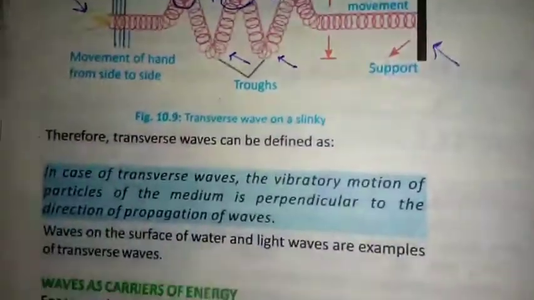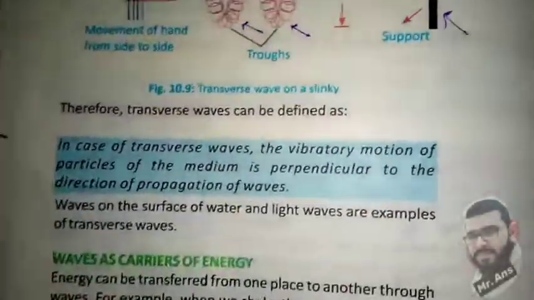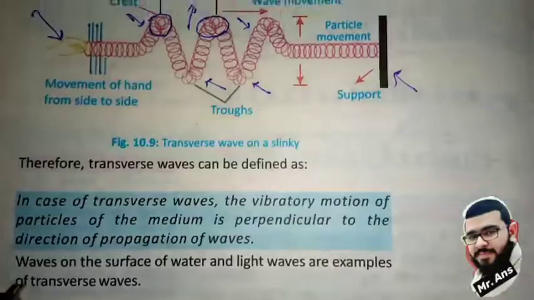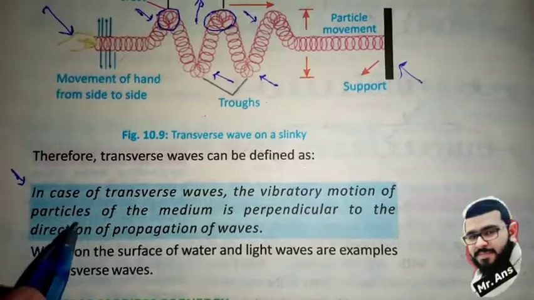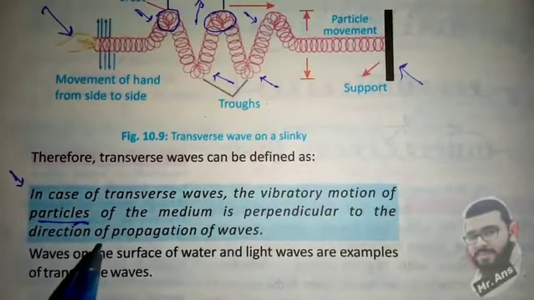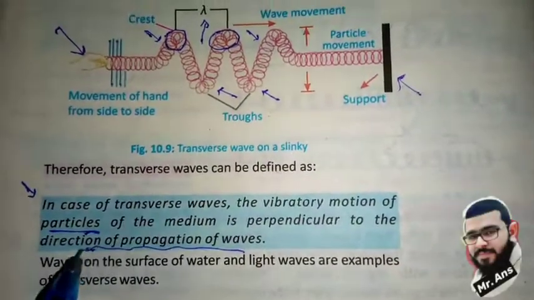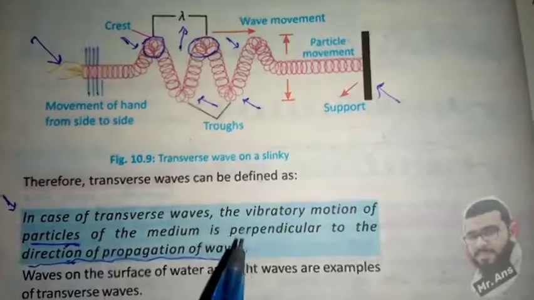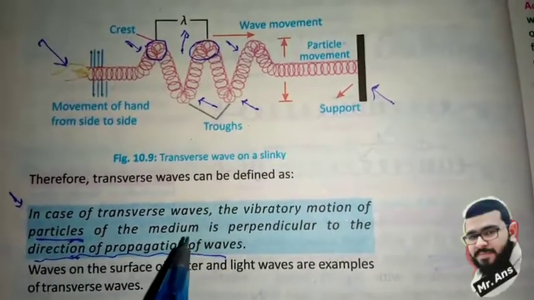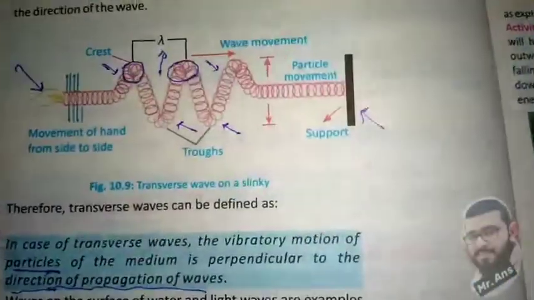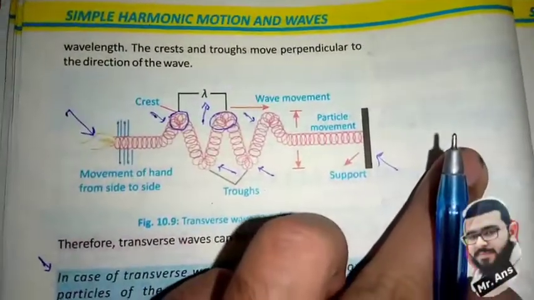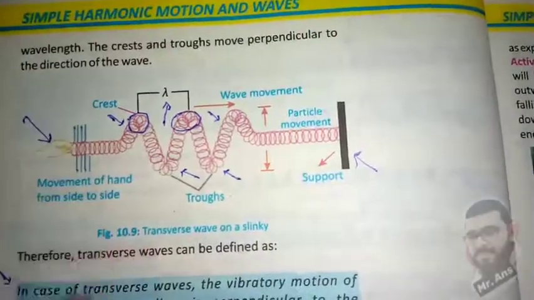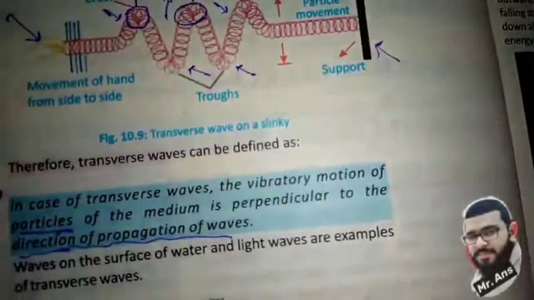So what is a transverse wave? In the case of transverse waves, the vibratory motion of the particles of the medium is perpendicular to the direction of propagation of the wave. So particles of the medium will be perpendicular to the direction of the wave. This is our transverse wave, where we can see that the particles are moving to the forward side and then coming back. So in this phenomenon, you can see the transverse waves.